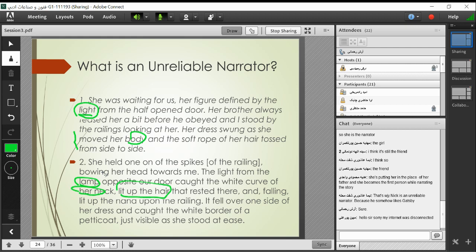That rested there and falling lit up upon the railing. It fell over one side of her dress and cut the white border of the petticoat just visible as she stood at ease.